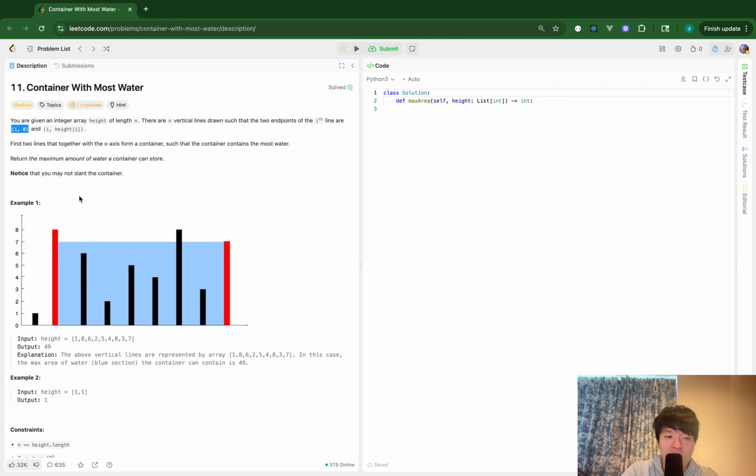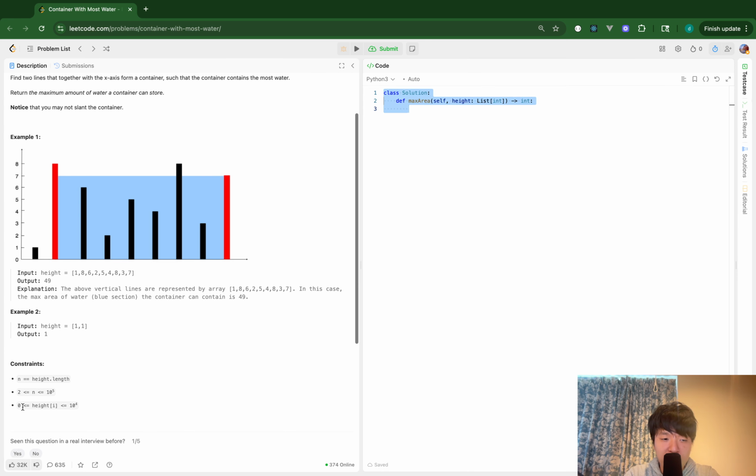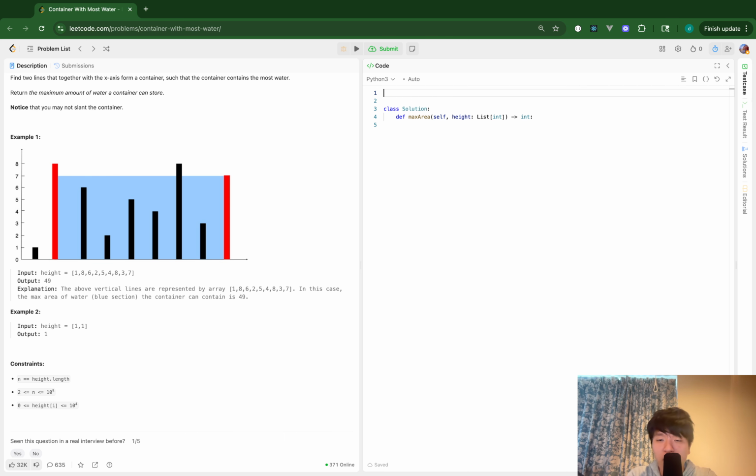So I will be given the height list as the input. And the output should be a number, which represents the maximum amount of water which can be contained or stored. And I can say there are at least two bars. Good. And height can be 0 to some larger number, I mean, a positive number.